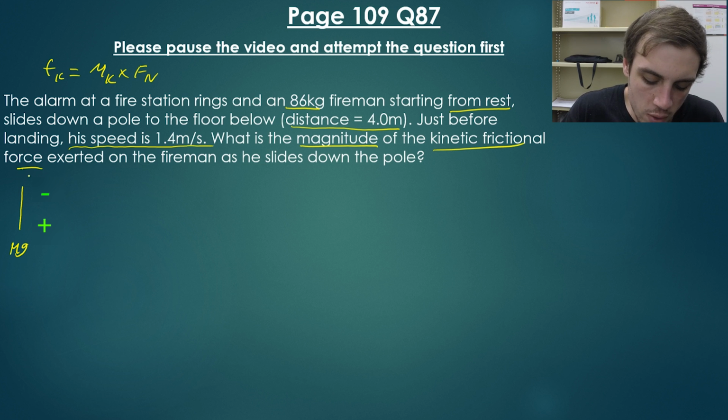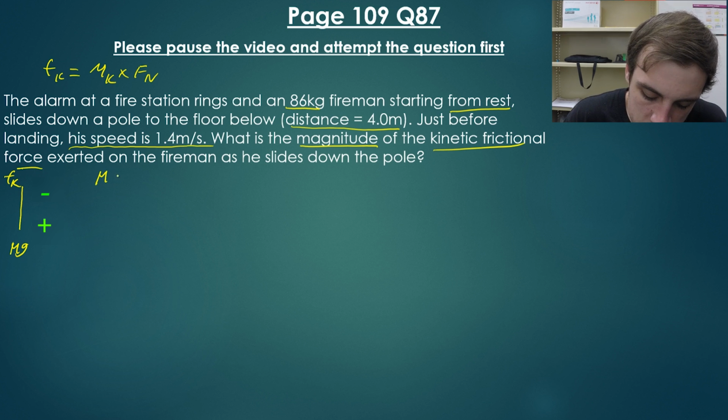So what forces are working up here? What forces are pushing him upwards? This is obviously the force that's slowing him down, which is going to be kinetic friction. Okay, so we've got some direction here. We've got some values. Let's see what values we're given. We're given his mass, which is 86 kilos.